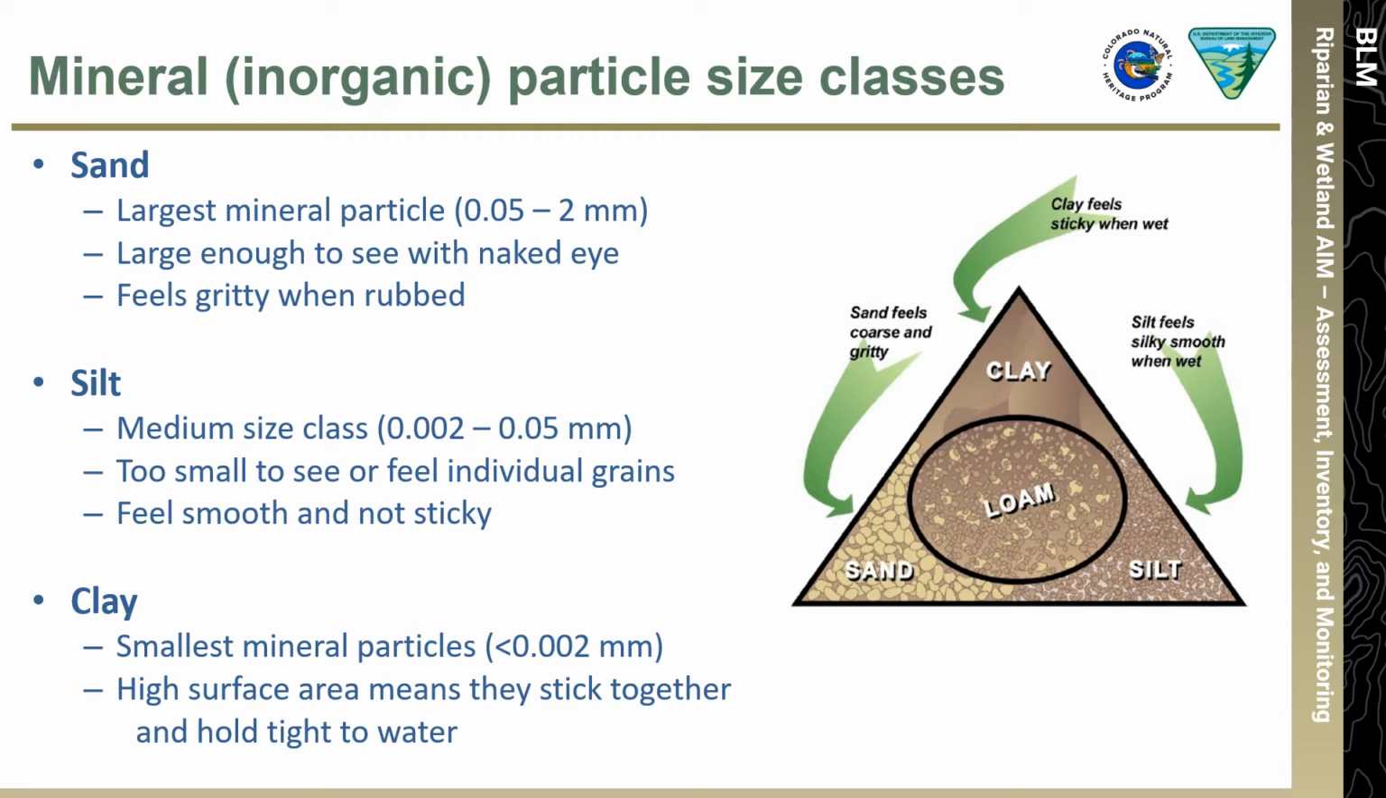Next, the middle size class is silt, which is between 0.002 and 0.05 millimeters. At this size, individual grains are no longer visible, and the soil will feel smooth and not sticky when rubbed.